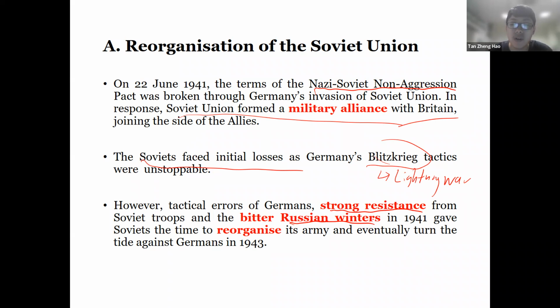So everything slowed down, and it allowed the Soviets time to reorganize their army, maybe bring the army from other parts of the country to the battlefront. When the soldiers arrived, they were reinforced and could turn the tide against the Germans. Reorganize basically means they bring their soldiers from east to west to fight the Germans.